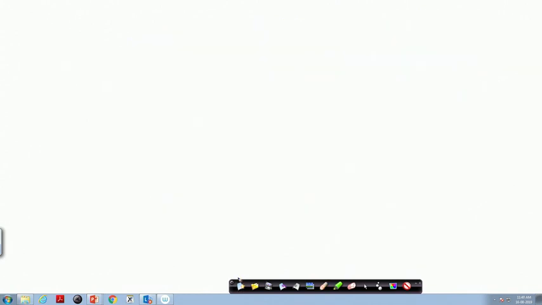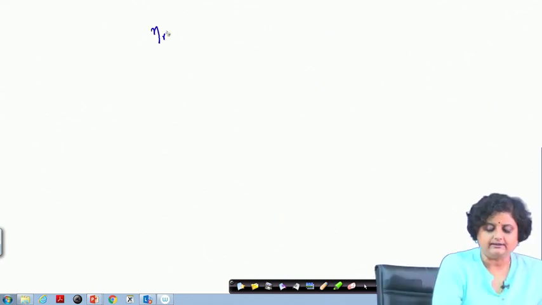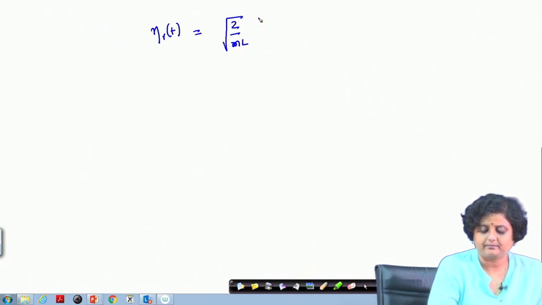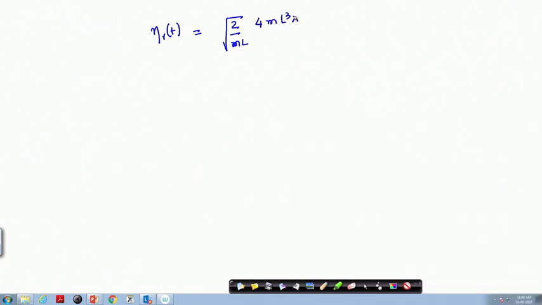Now, our job is to write down eta r t, which is eta r 0, which is root over, into cos omega r, where omega r is given as pi r by L root over E A by M, when r is odd. When r is even, this whole thing goes to 0.